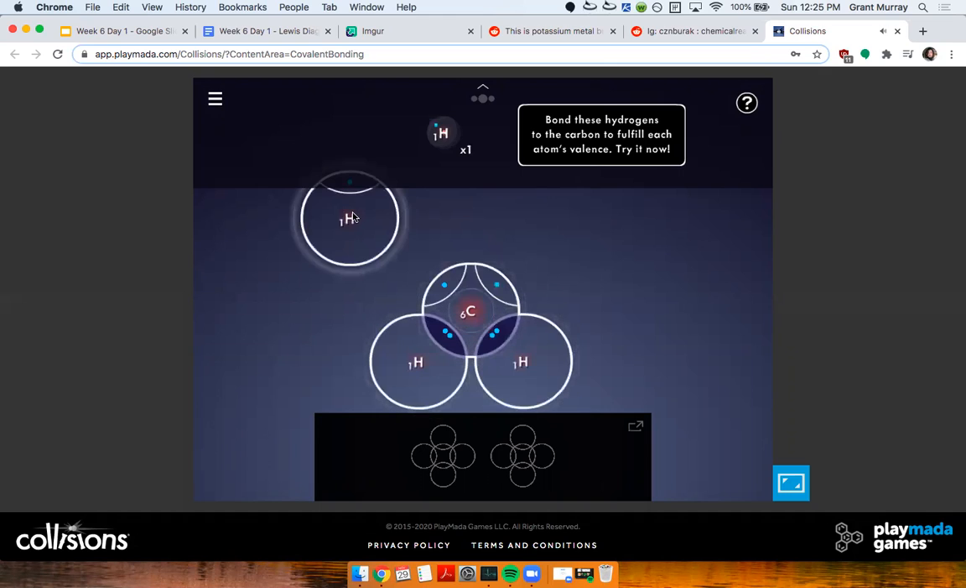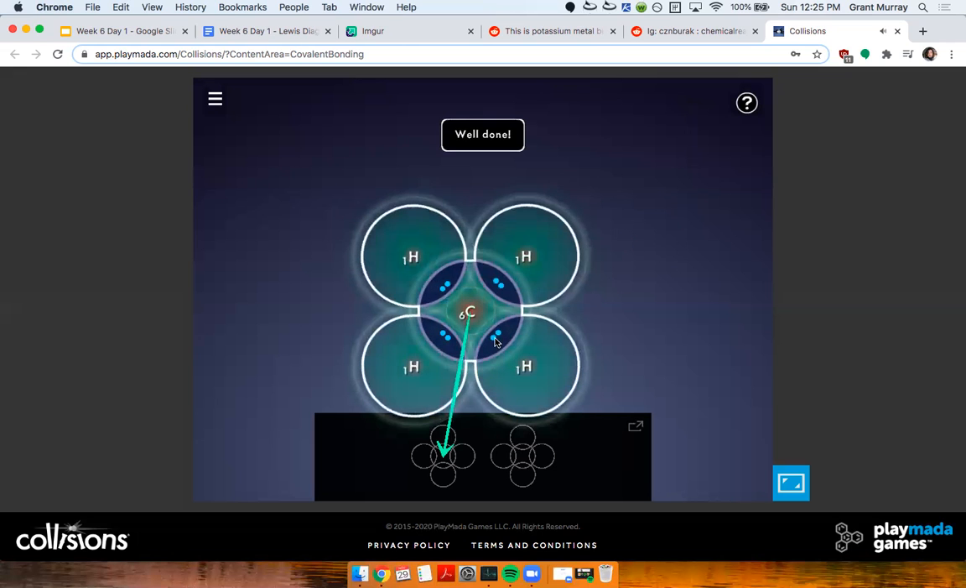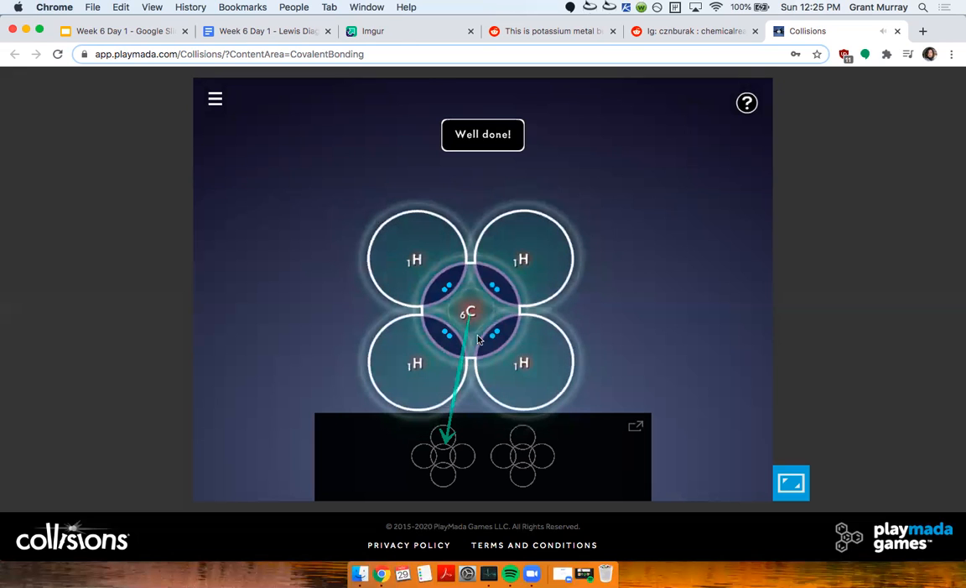Look at that. So we move the valence electrons. We've got to make sure they line up. And if we line all of them up, look, they all line up here. Carbon is happy here in the center because it has 8 valence electrons.